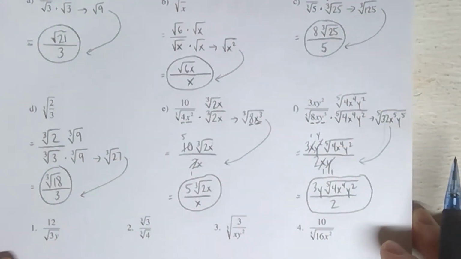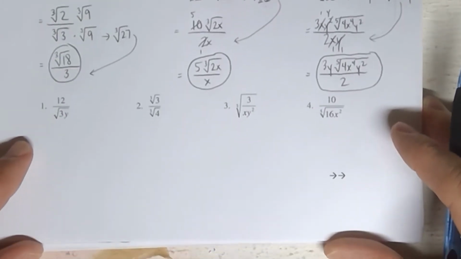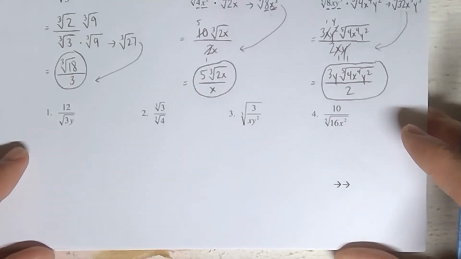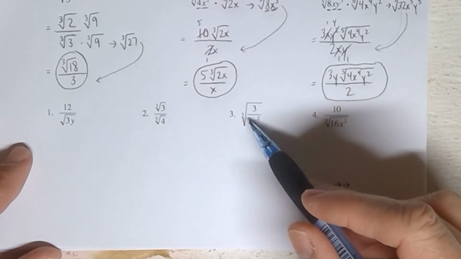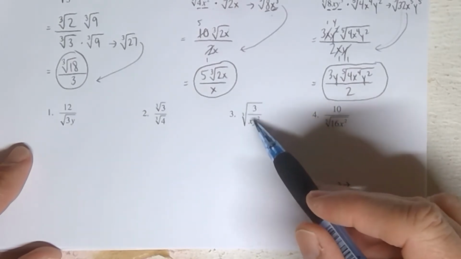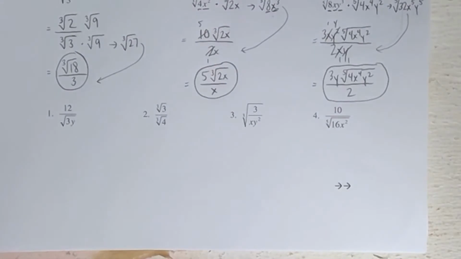All right, so with that in mind, please try 1 through 4 down here. Remember to split apart this thing right here when you've got a fraction inside of a radical. Split it first before you decide what to multiply by. Okay, go ahead and hit the play button when you're ready.